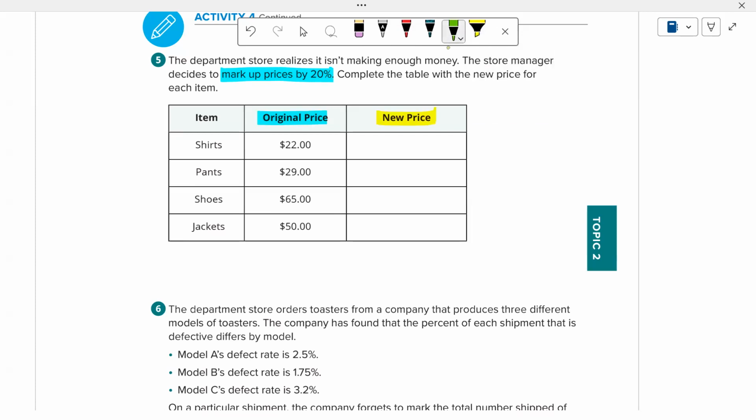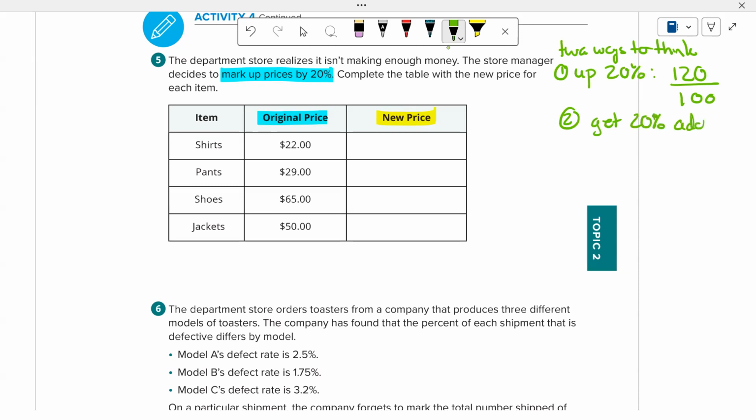There are actually different ways to think about this. There are 2 ways you can think about this. If you're going up, the first way, if you're going up 20%, that means you need to use 120% out of 100 because that went up 20%. The second way you could think about it is get only 20% and then add to the original cost.